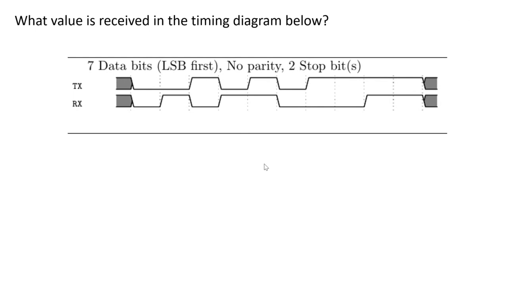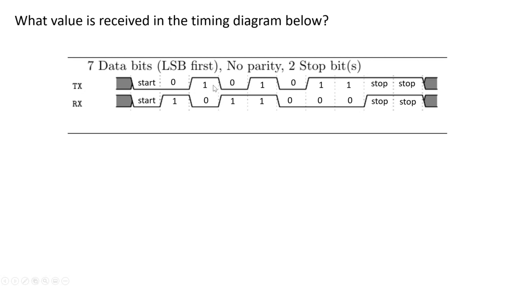This is another UART. What value is received in the timing diagram below? Make sure you're comfortable with these timing diagrams. Basically, the first bit is start. Now, you might say, well, how do you know where the bit starts and ends? Well, there's dotted lines here, but also you can tell from the smallest time between 2 transitions, which is going to be 1 bit time.